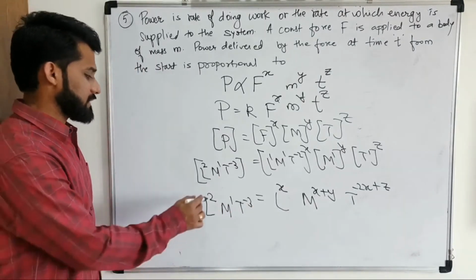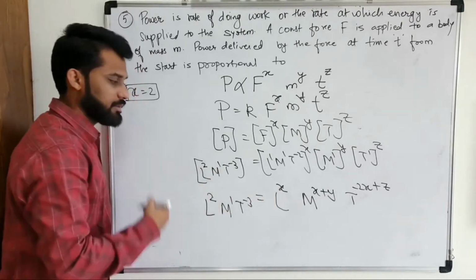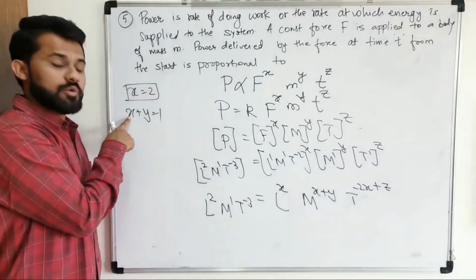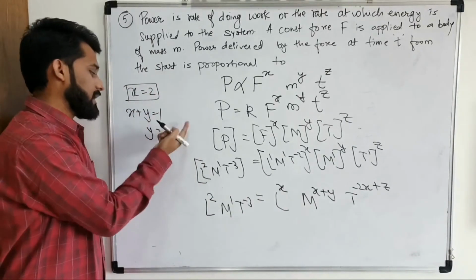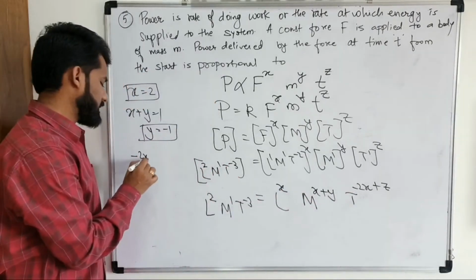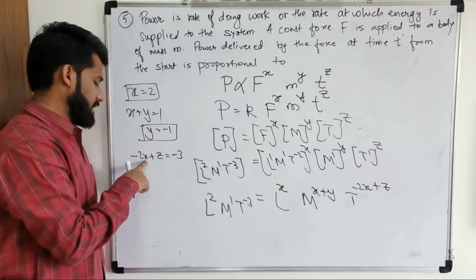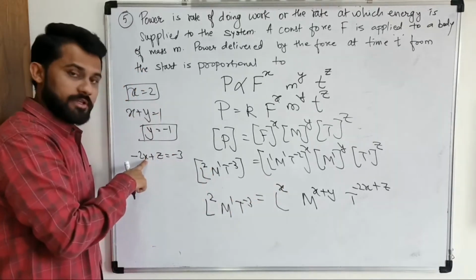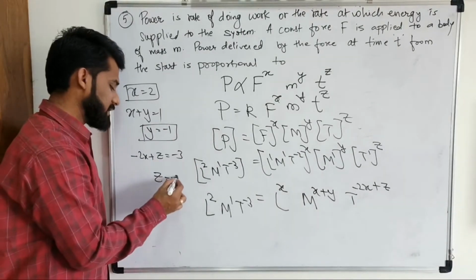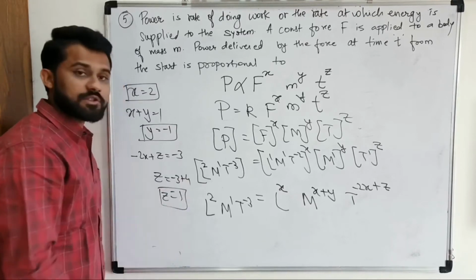Comparing the powers, x equal to 2, the first value we get. From this what you get is x plus y is 1, but x is 2. So y will be 1 minus 2, that is minus 1. And from the third, minus 2x plus z equals to, t ka power is minus 3 over here, x is 2. So if I put 2 over here, minus 2, 2 is a minus 4, minus 4 will go to the right side, z will be minus 3 plus 4, that is 1. So z is equal to 1.